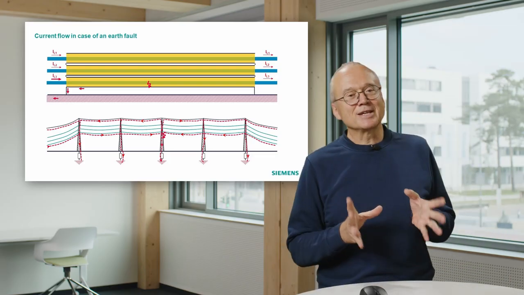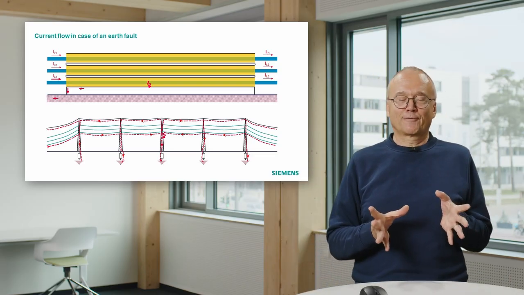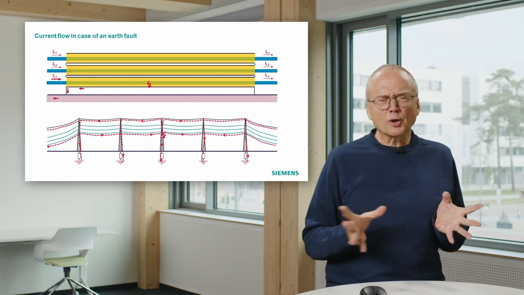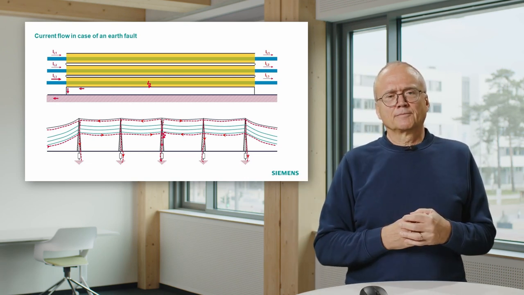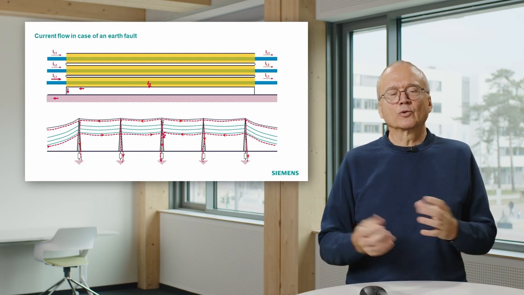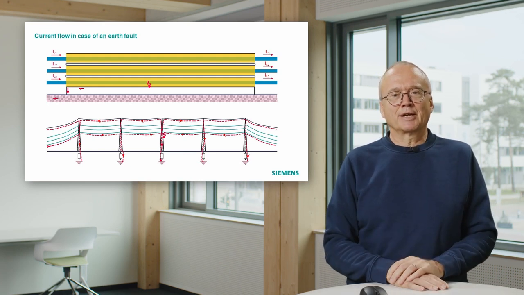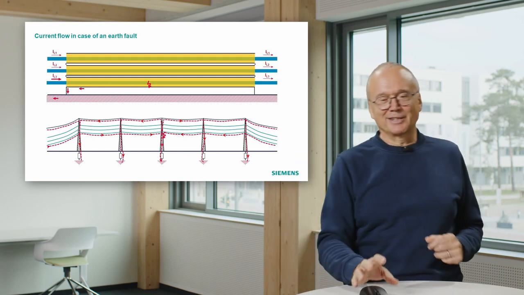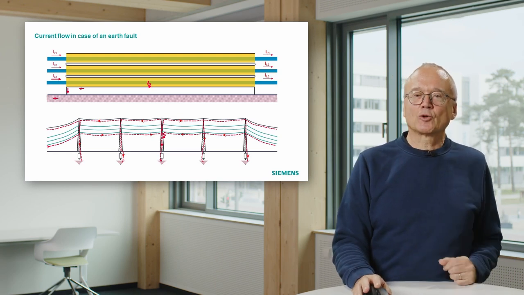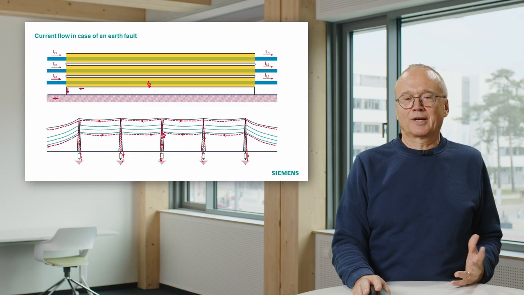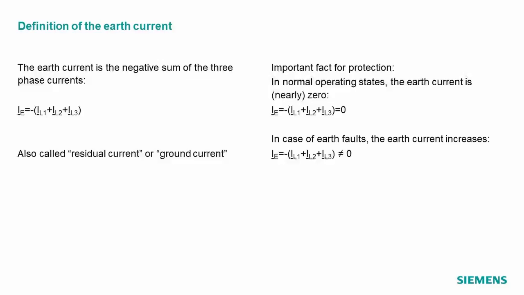That means you see here, in case of an earth fault, the earth current is a very distributed thing. There is no one location where you really can measure something, and that makes the earth current sometimes a little bit strange. But let's come back to the question, what is now the earth current in this context? And the earth current is, first of all, just a definition thing.